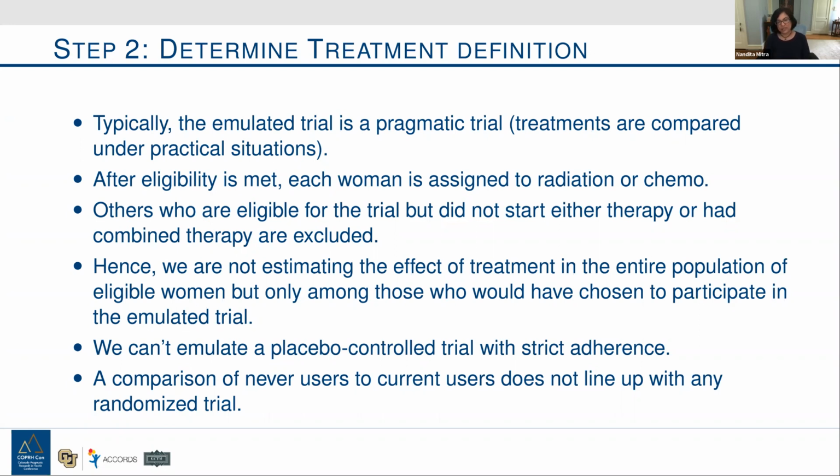One thing to think about is we can't really emulate a placebo-controlled trial with strict adherence. When you have observational data, it's tricky, right? Because a comparison of never users to current users doesn't really line up with any kind of randomized trial that you would design. You are really randomizing to one treatment arm versus another treatment arm. So if you are thinking of the placebo-controlled trial where there's no users, say women who aren't receiving radiation or chemo, who are they? They're the never users. How do you line them up in terms of designing a trial?